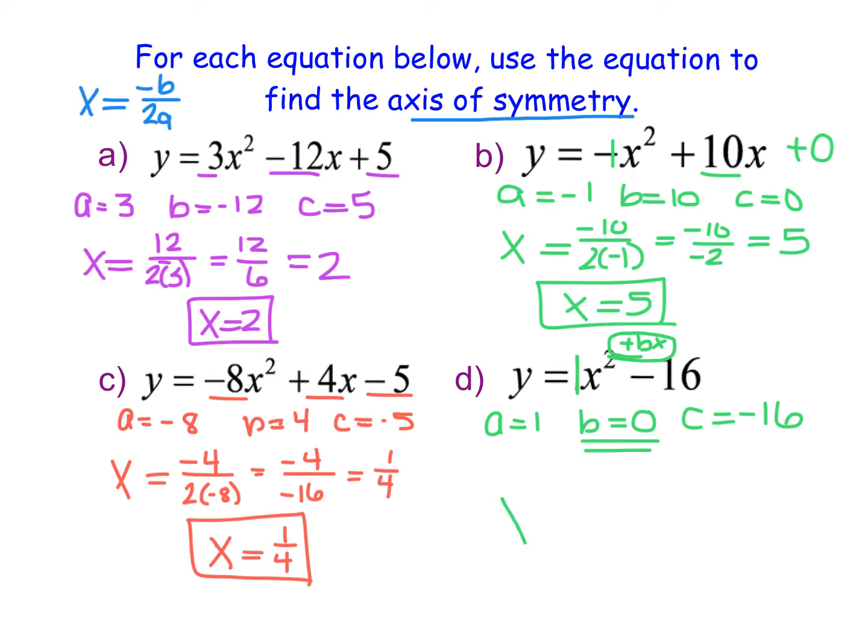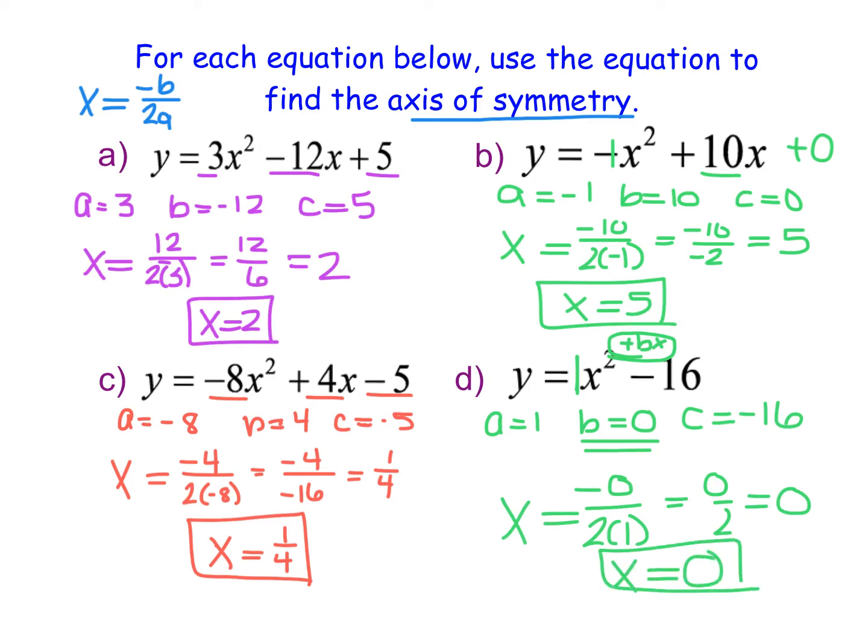So then here our axis of symmetry is x equals opposite b, which is opposite of 0, over 2 times 1, which is our a value. So this becomes 0 over 2, which is equal to 0. So our axis of symmetry here is just x is equal to 0.